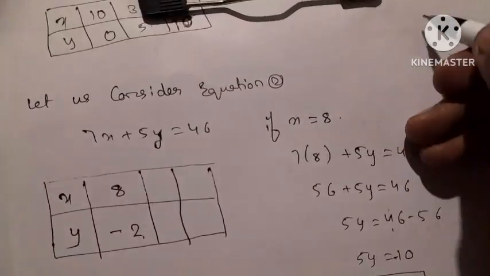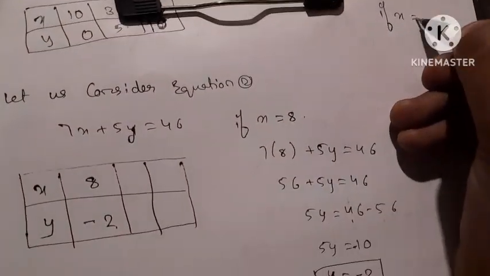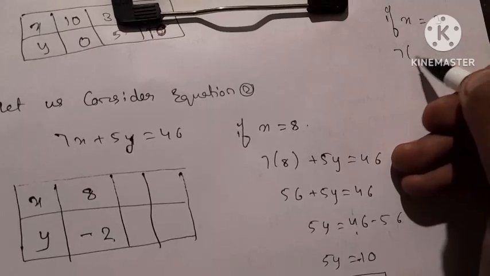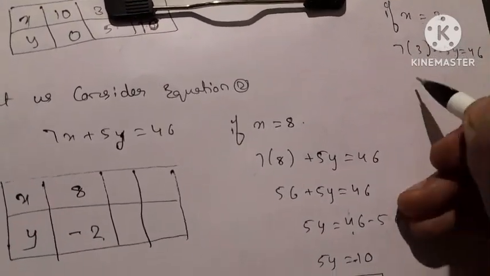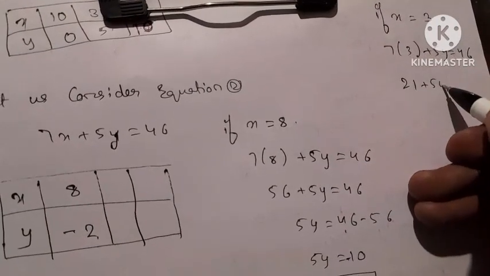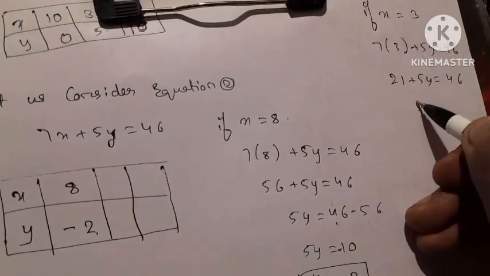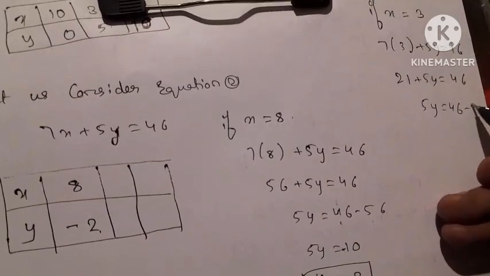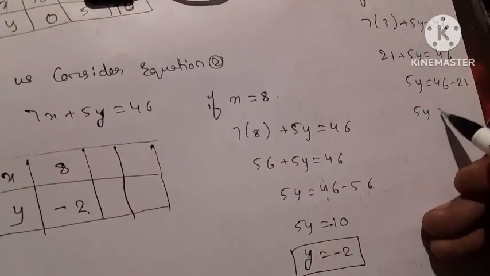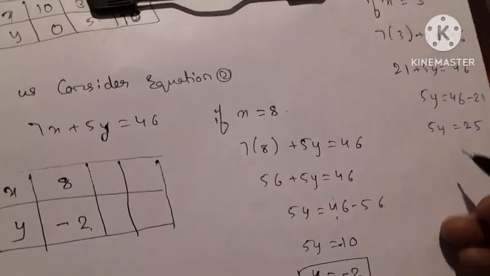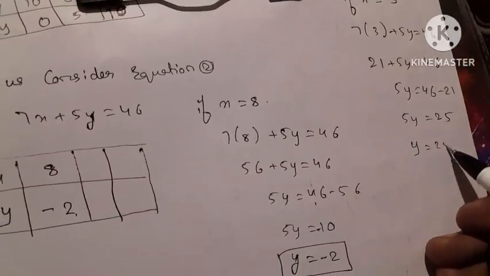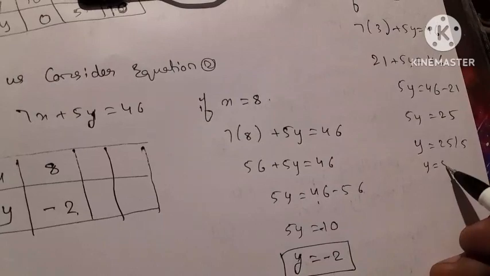So let's check another value. If x is equal to 3, 7 into 3 plus 5y equal to 46. 7 times 3 is 21 plus 5y equal to 46. 5y equal to 46 minus 21. 5y equal to 25. So y equal to 25 by 5. y equal to 5.